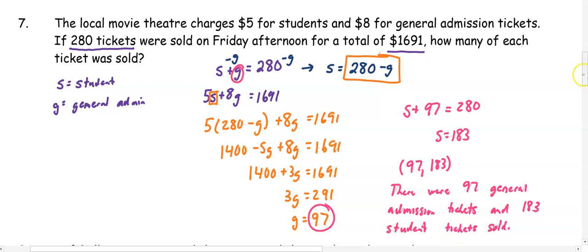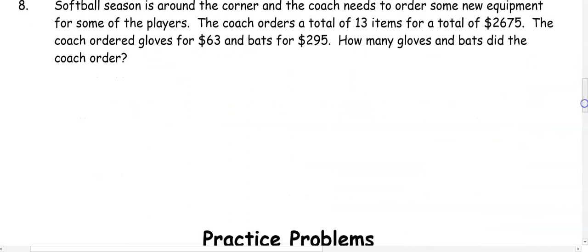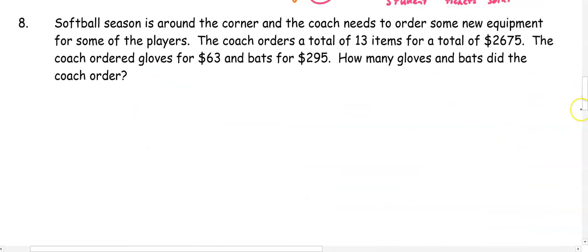Let's look at one more word problem. So in number 8, the softball season is around the corner and the coach needs to order some new equipment for some of the players. The coach ordered a total of 13 items for a total of $2,675. The coach ordered gloves for $63 and bats for $295. How many gloves and bats did the coach order?